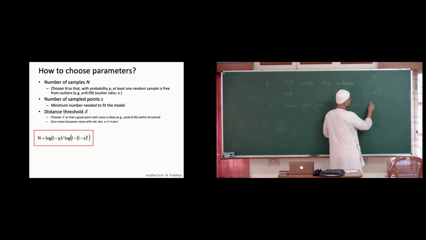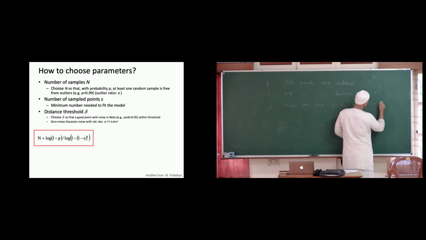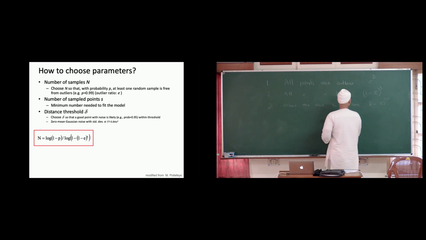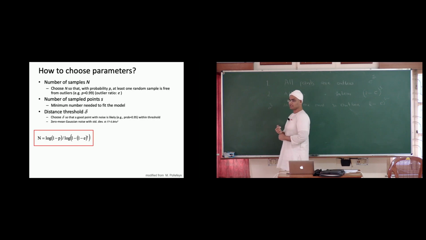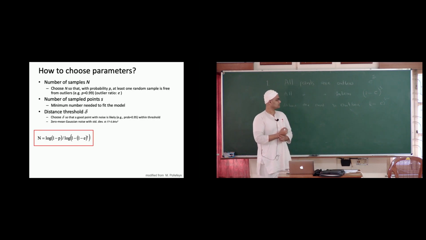1 minus E minus 1. S minus 1. Why is that? Why do I need to do anything with the 1?